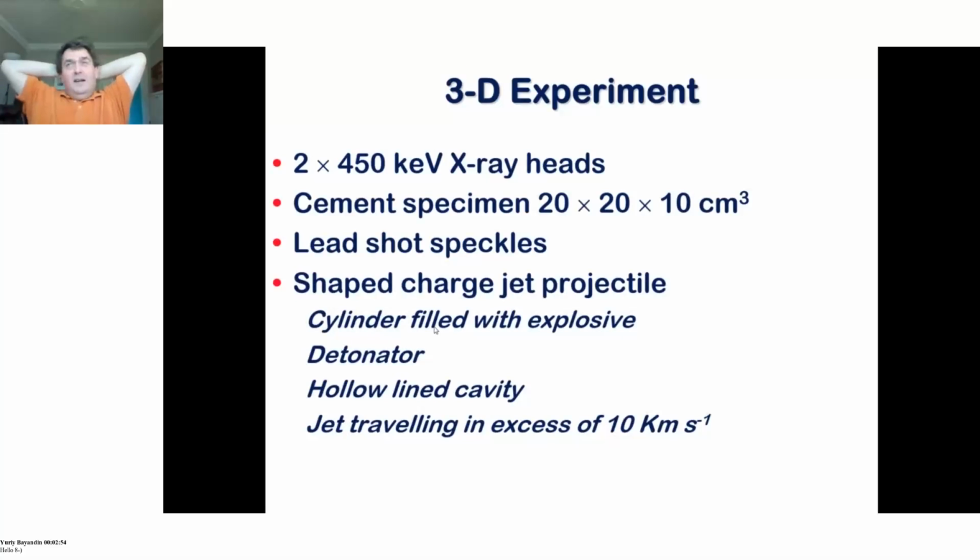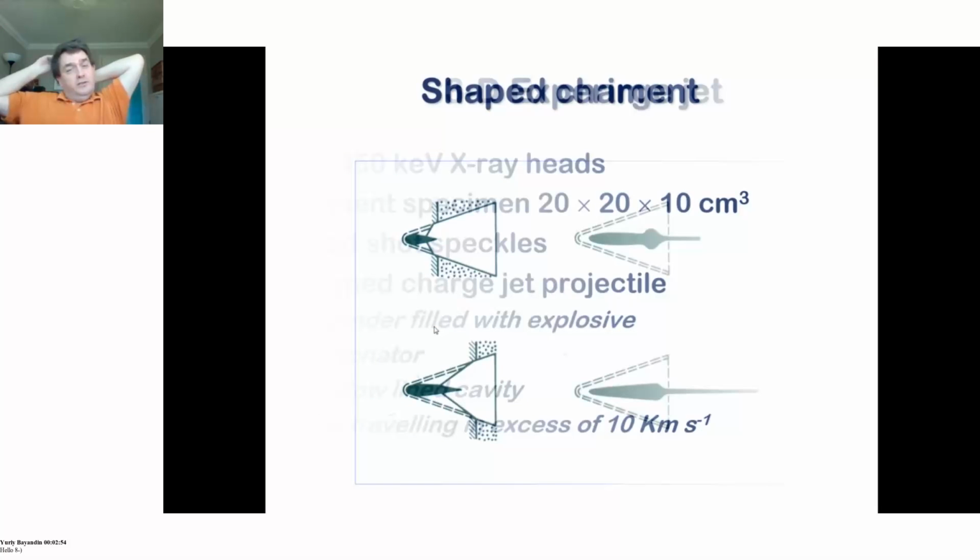And I said 10 kilometers a second. This was a particular commercial industrial shaped charge jet. They didn't like us knowing exactly what it was. So they kept that away from us and they wrapped it in a brown paper bag. However, we could see that it was actually moving at around 7 kilometers a second, but it's still a useful stimulus for this target. And that just shows the formation of a shaped charge jet.